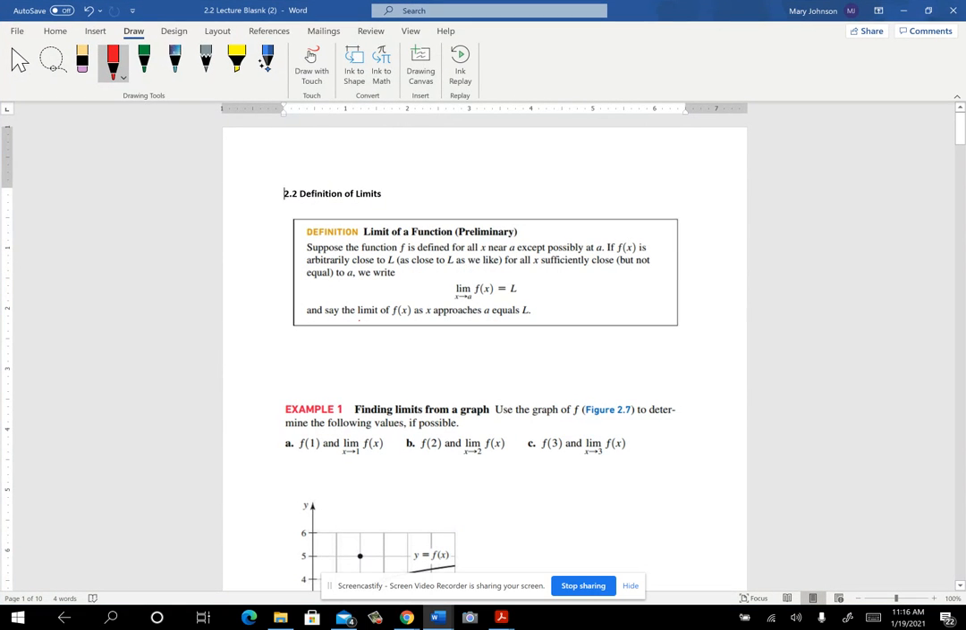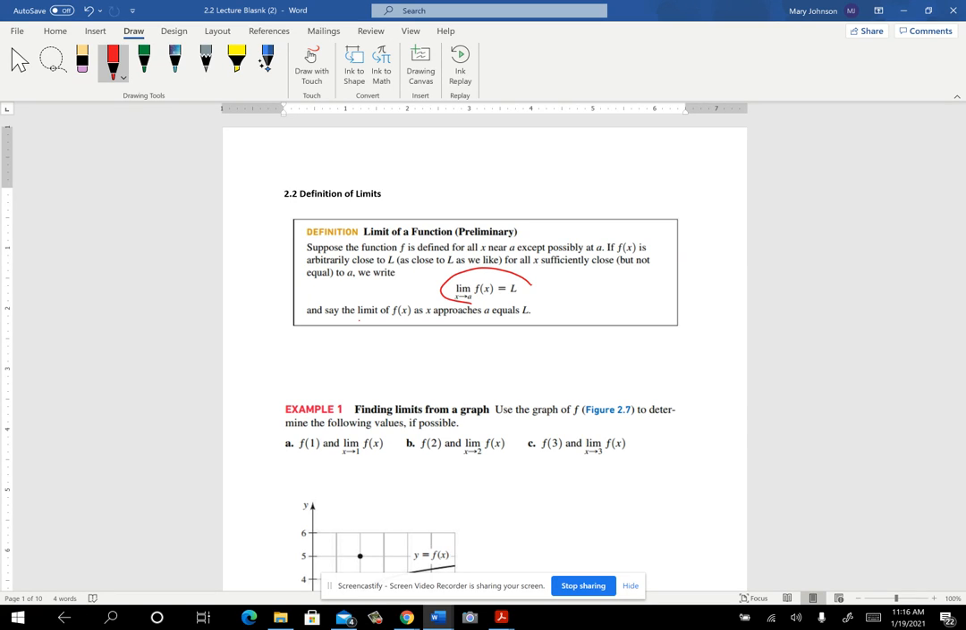All right, so let me go ahead and get into section 2.2, which gets at the intuitive definition of a limit. Okay, so in this section, we are going to utilize the notation quite a bit. So I really want to make sure that makes sense and you know how to read it.